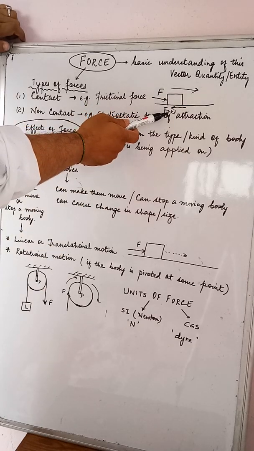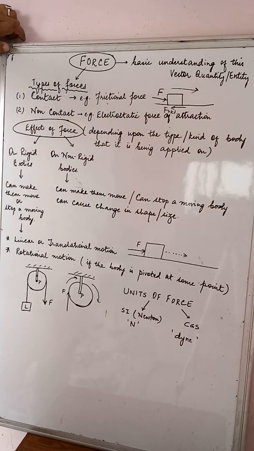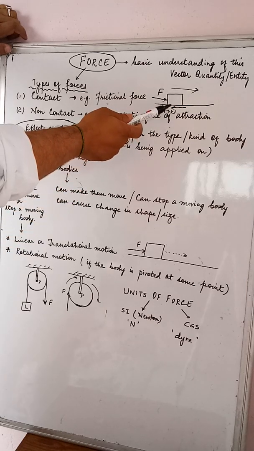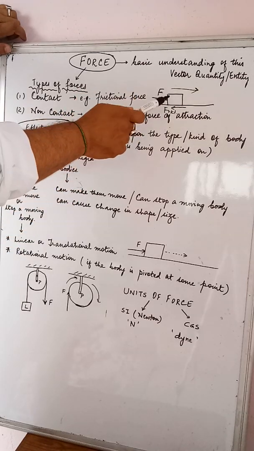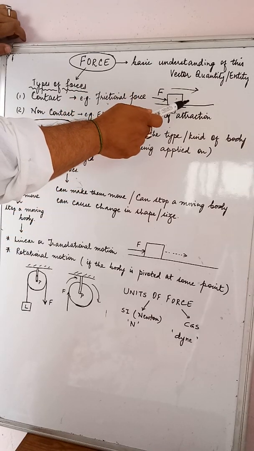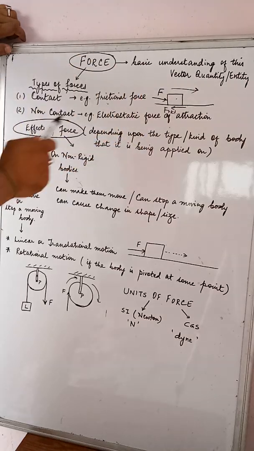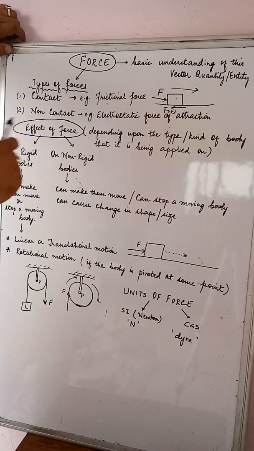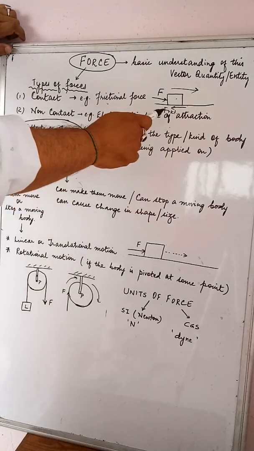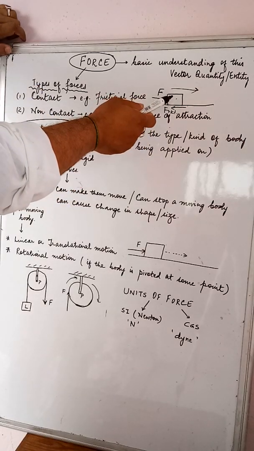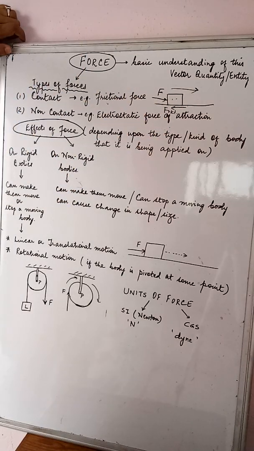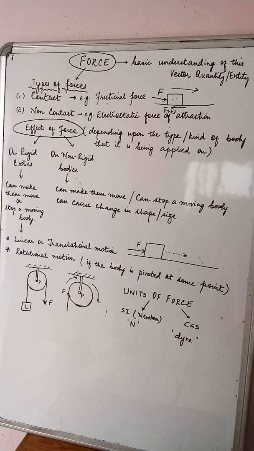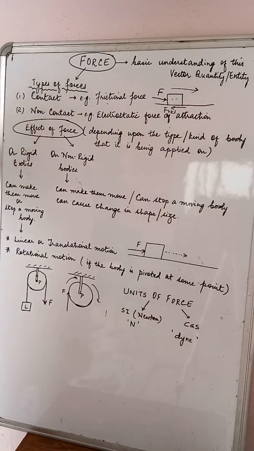Now this frictional force is an example of the contact force. Why? Because this frictional force will only act if this body and this ground, that is the other body, are in contact. You cannot imagine the frictional force to be existing if this body is not in contact with the ground. So obviously such forces require contact between the two bodies.